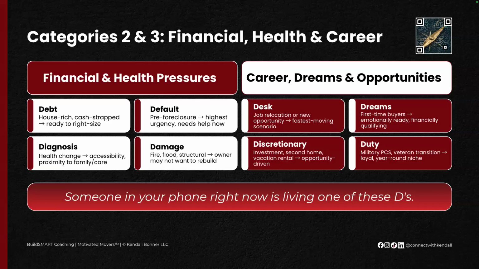And then damage is another one: fire, flood, structural issues. These are simply homes that have aged beyond what the homeowner can afford to repair many times. Maybe they can't afford to replace the roof, the AC, the kitchen, and they now know they need to make a move. Category 3 is career dreams and opportunity.